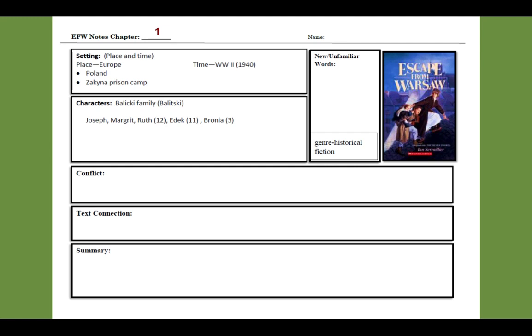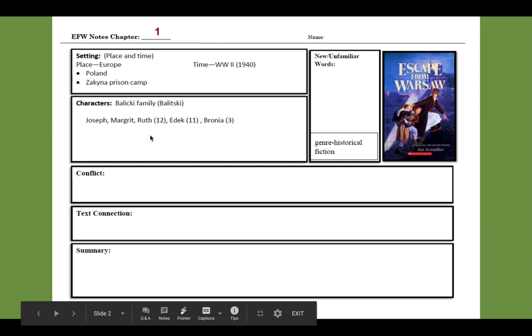Of course, we've already talked about the setting of the story. In chapter 1, he's in Poland, and specifically the Zakina prison camp. It is still in World War II. We don't know the specific year. We do know that World War II started in Poland in 1939, so we can guess that this is right after it started, so we can guess it's around 1940.